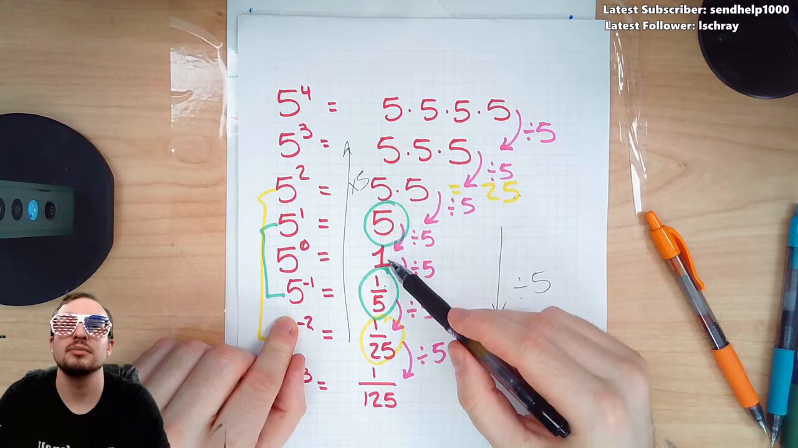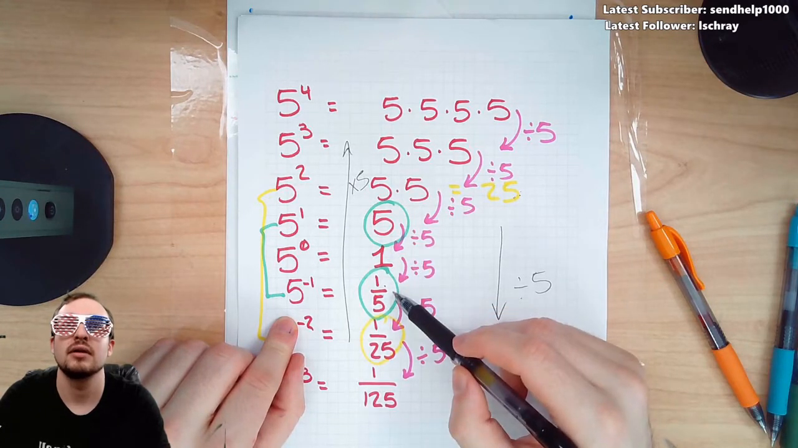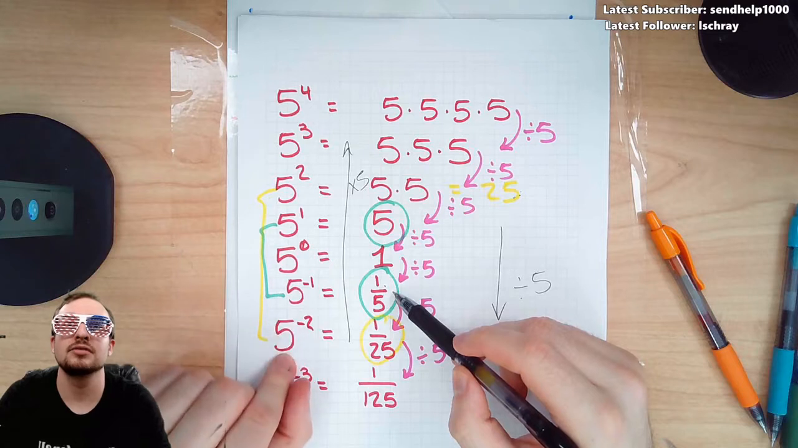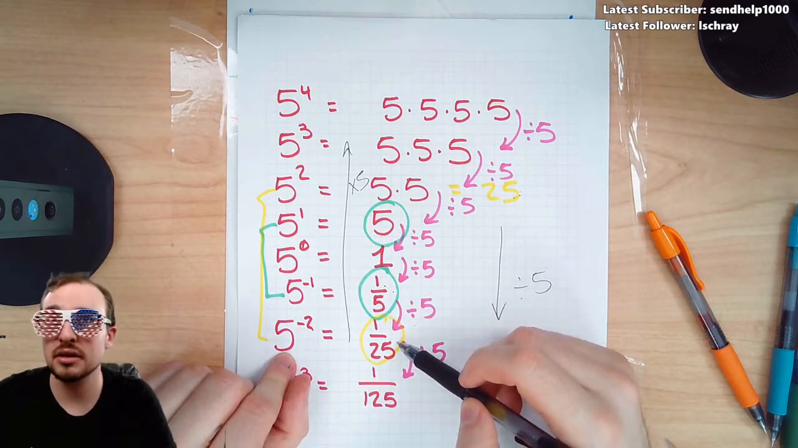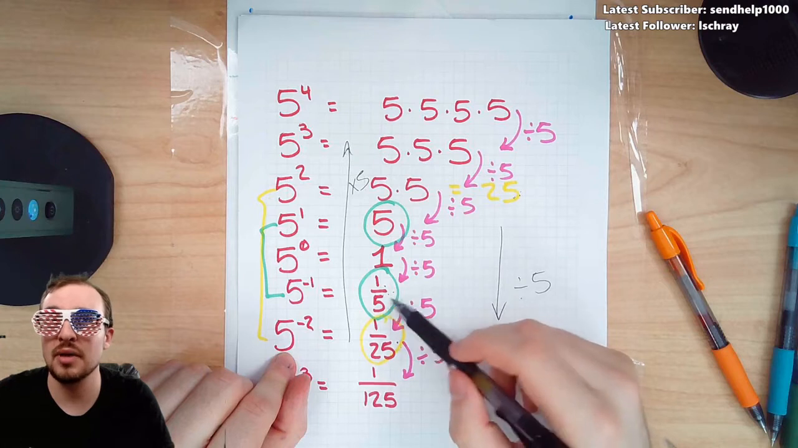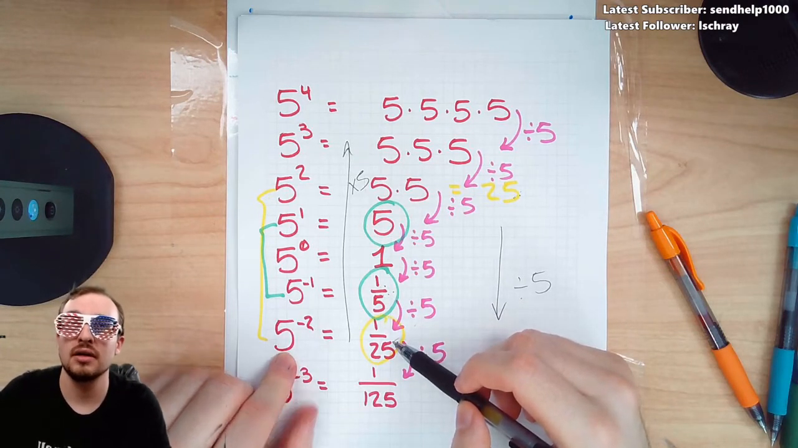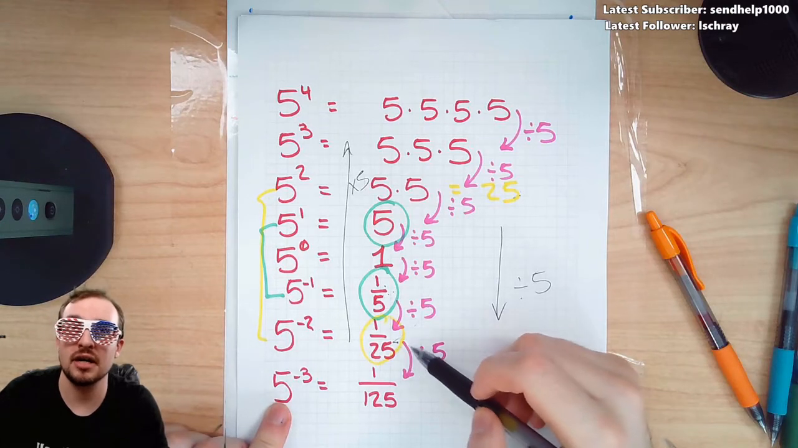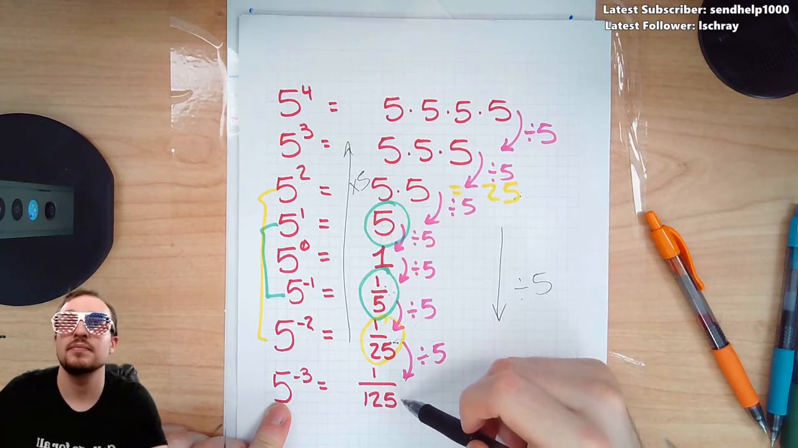5 to the negative 1st must be a 5th, because I keep following the pattern, keep dividing by 5. 5 to the negative 2nd must be 1 over 25, because division is just multiplication done on the bottom. So when I divide a 5th by 5, I'm going to multiply the bottom: 1 over 25. Divide by 5 again. Division is multiplication done on the bottom. 25 times 5 is 125.